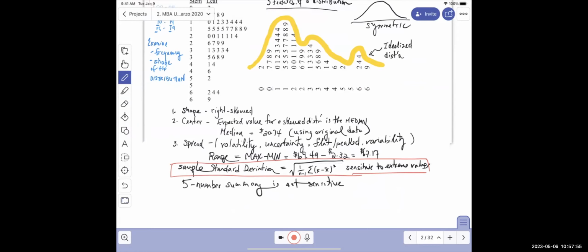So just like the median, the 5-number summary is not sensitive to extreme values. The 5-number summary consists of 5 numbers. So the minimum and the maximum, we already have those. Q stands for quartiles. So this is going to be the quartiles, the first quartile, second quartile, third quartile. Let's start with this one.